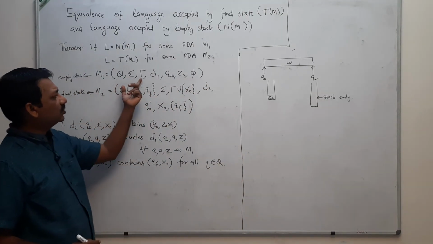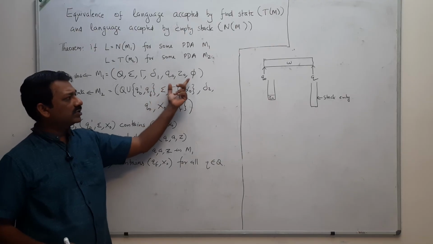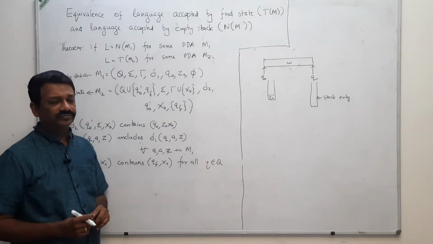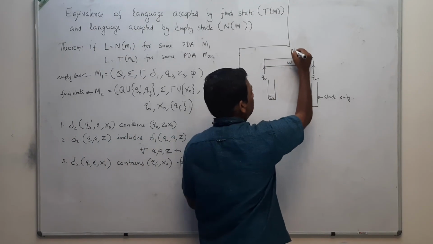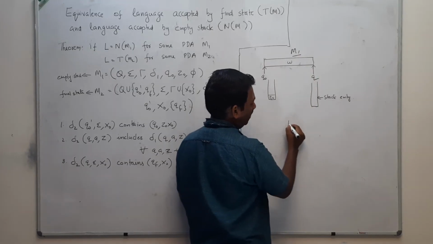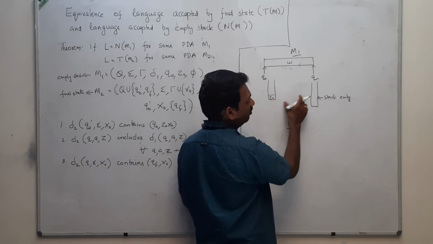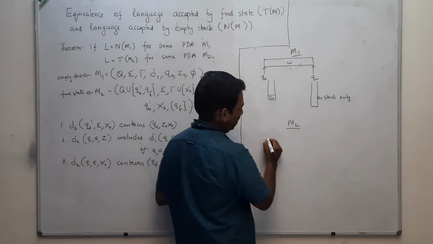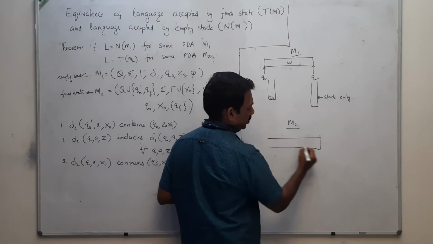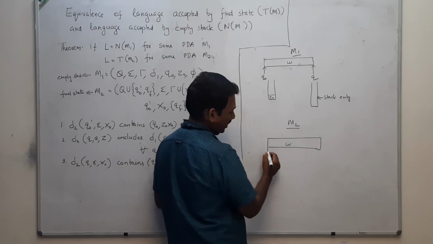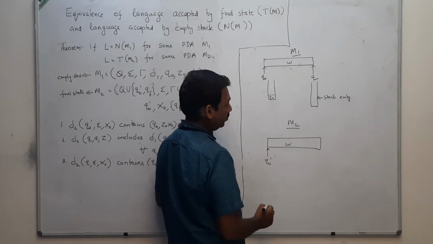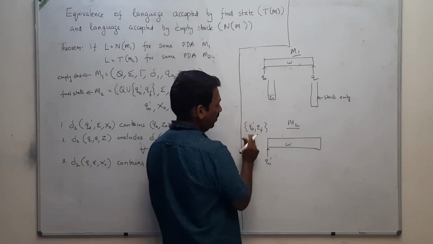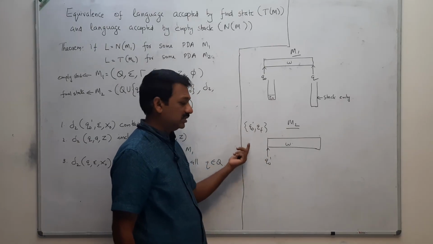Here we have Q, sigma, gamma, delta 1, q0, z0 and phi. For processing w, if the stack is empty, that string is accepted. And this is m1. Now we are going to simulate m2, which is accepting the same language by final state. For that, this is the input w, and initially the start state is q0 dash. We are going to have new states q0 dash and qf, for start state and final state.